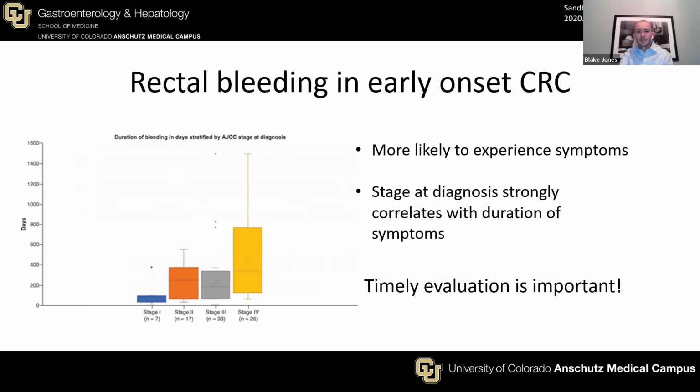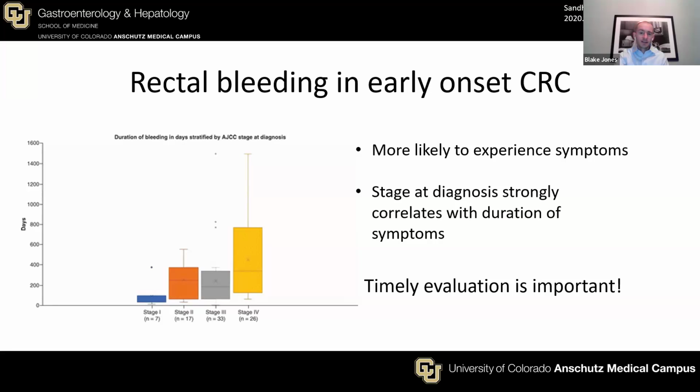So what about early onset colorectal cancer? Those patients are more likely to experience symptoms, which makes sense, right? Because they're not going to be in a screening program if they're younger than 45, and therefore generally by the time they get to know about their cancer, it's because they're having symptoms. This is a study that looked at only 200 patients with colorectal cancer diagnosed before age 50, and in this patient population, way more than 50% had rectal bleeding by the time they were diagnosed.